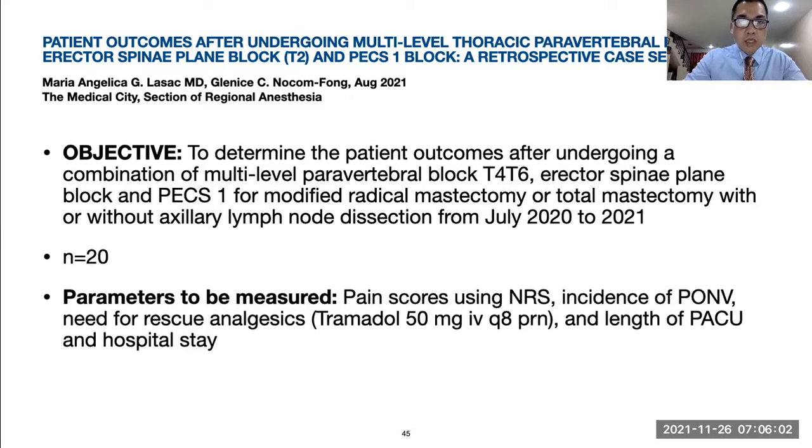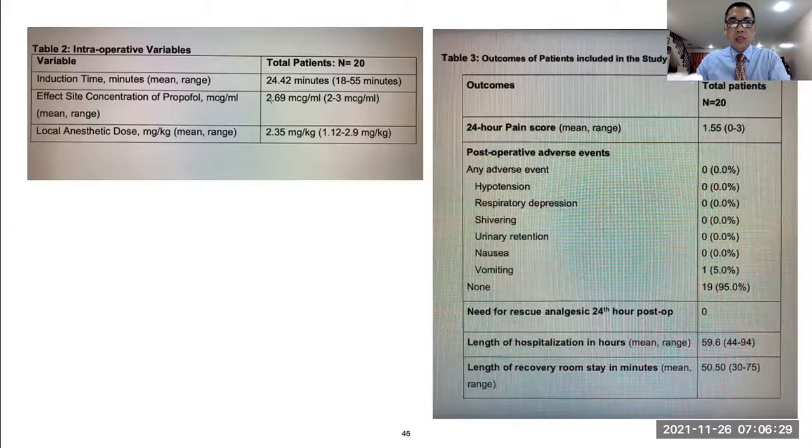The objective of this study is to determine the outcome after undergoing the combination multi-level paravertebral block at T4 to T6, erector spinae plane block, and PECS 1 for modified radical mastectomy or total mastectomy with or without axillary lymph node dissections. The parameters to be measured are the pain scores using NRS, incidence of PONV, the rescue analgesic, and the length of PACU and hospital stay.